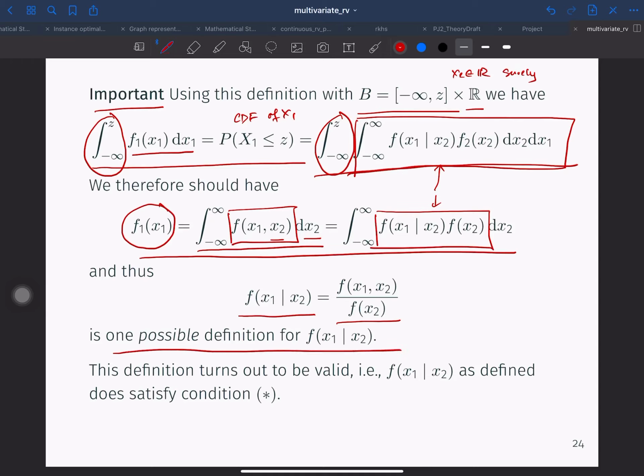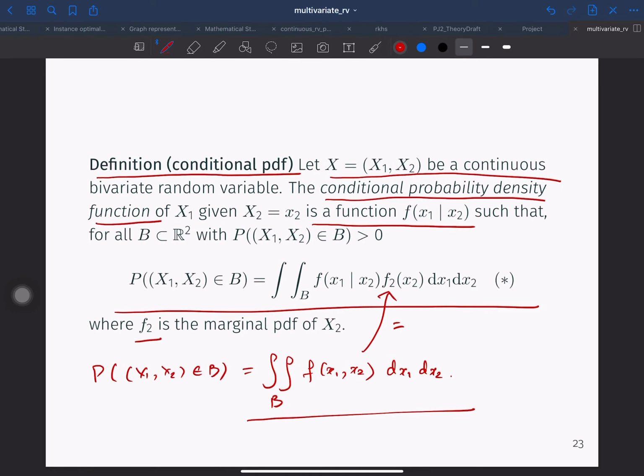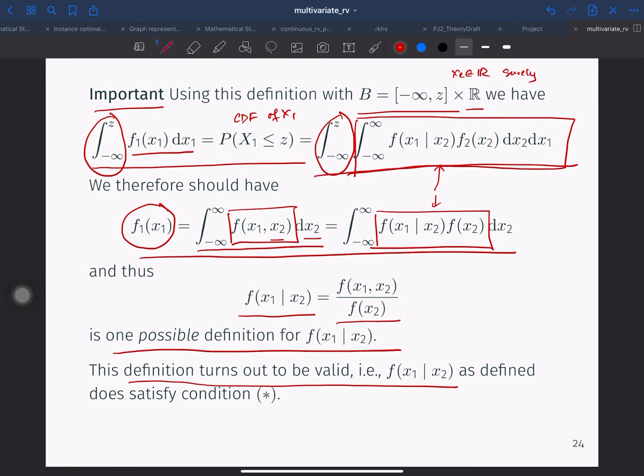And so this definition turns out to be valid, as in, if we define it this way, then it does satisfy the condition star, which is this condition here. So note once again one very important point that I want to make: there is no unique conditional PDF, just like there is no unique joint PDF. So this is just one possible definition. And in general, this definition is known as the canonical definition.